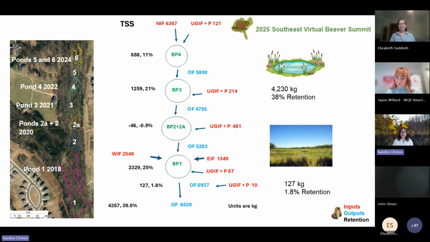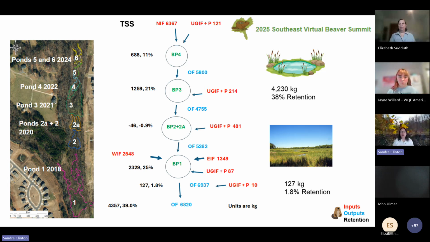And then we can look at, as water moves into a pond and out, what is happening. So in that first pond, 11% of the TSS that came into the pond was retained. And then you can follow this down through the whole system. If you look at the whole system from top to bottom, it is retaining about 39% of the TSS. So the water leaving at the bottom of the complex has less TSS than the water that came into it. The ponds do most of the retention.